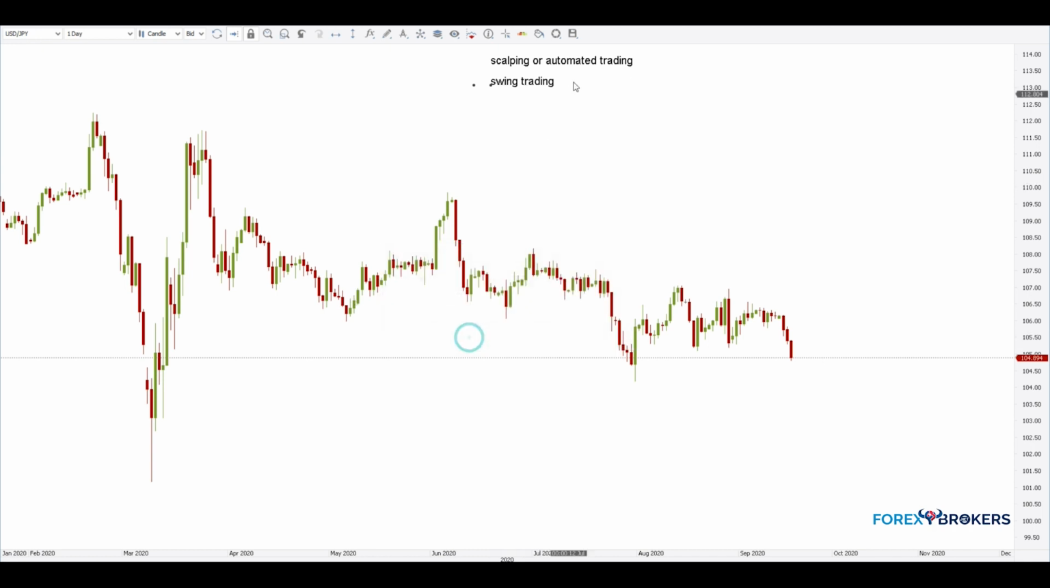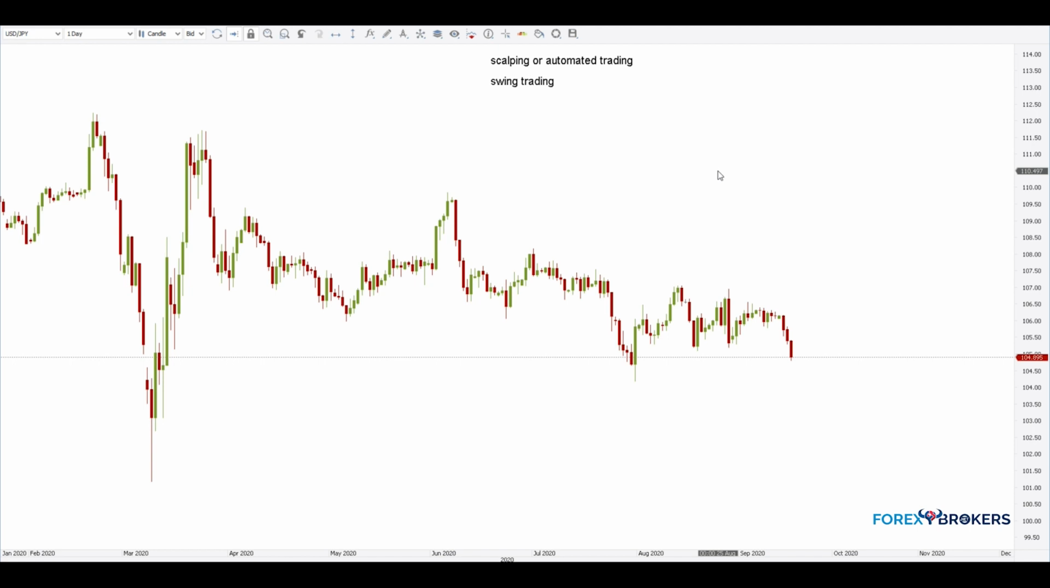Swing trading. Swing trading has the big advantage that a trade is not closed at the end of every day. Scalpers close positions at the end of every day, and therefore they start the next day with a clean slate, if you want, and there's no pressure. There's no pressure to look at what's happening overnight and so on and so forth.